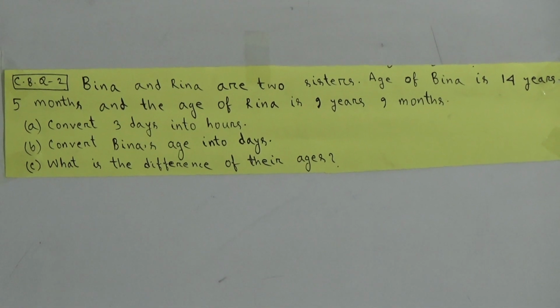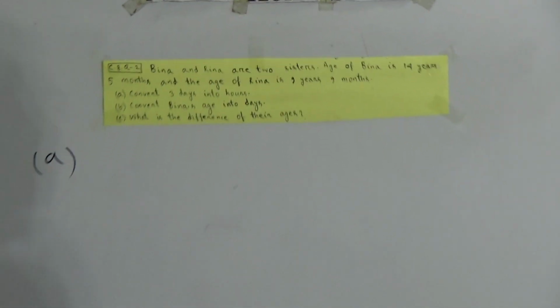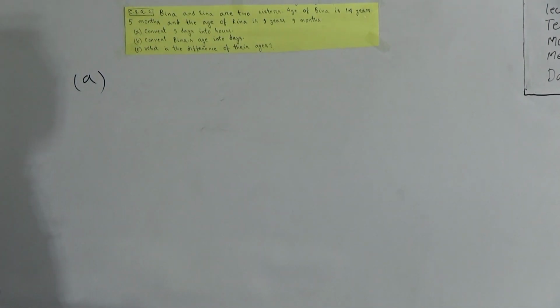Here we have to convert 3 days into hours. We know that 1 day is equal to 24 hours. So 3 days is equal to, it will be 3 times of 24. That means we have to multiply 24 by 3.